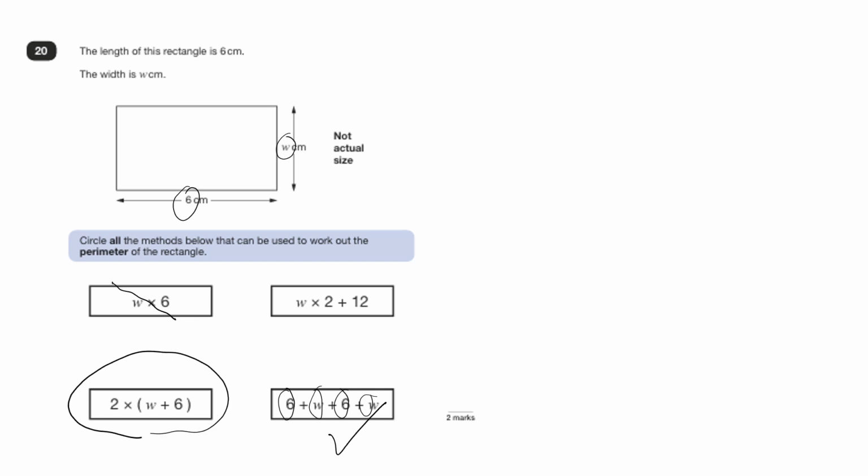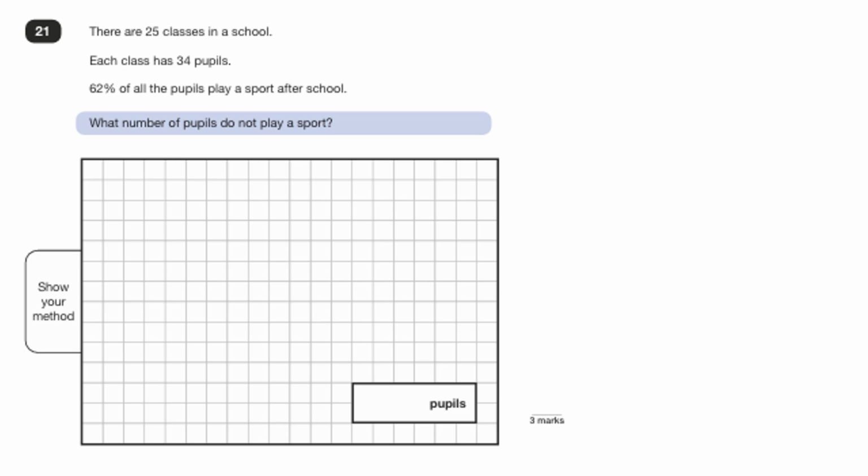Right, there are 25 classes in school and each class has 34 pupils, okay? So 62% of all the pupils play a sport. What number of the pupils do not? The first thing we need to do is find out how many pupils are altogether. If each class has 34 and we have 25 classes altogether, that's what we need to do first.